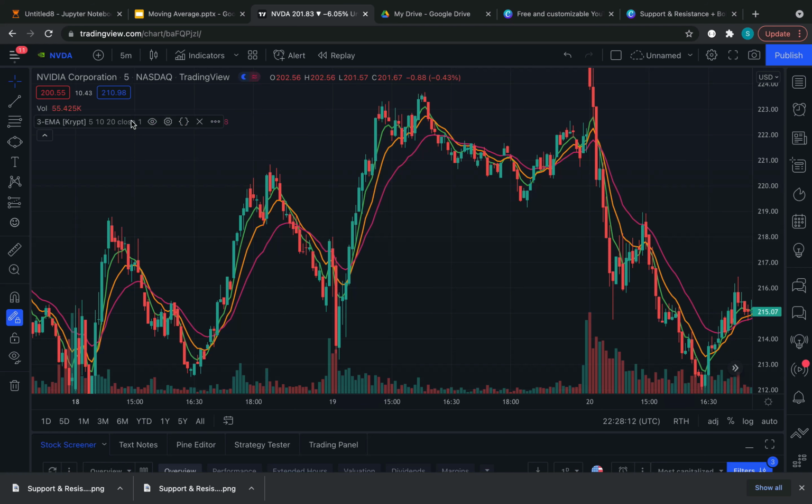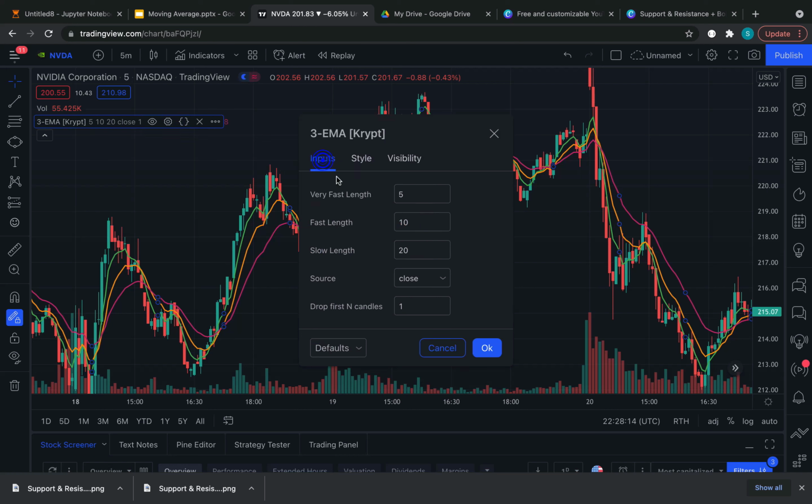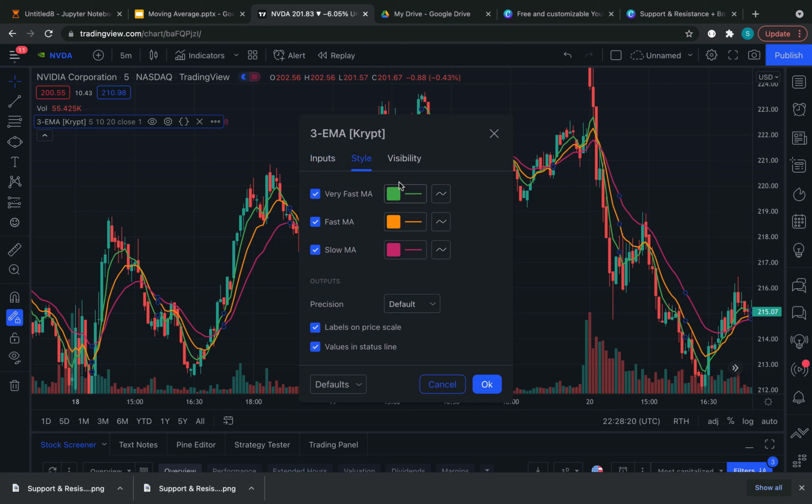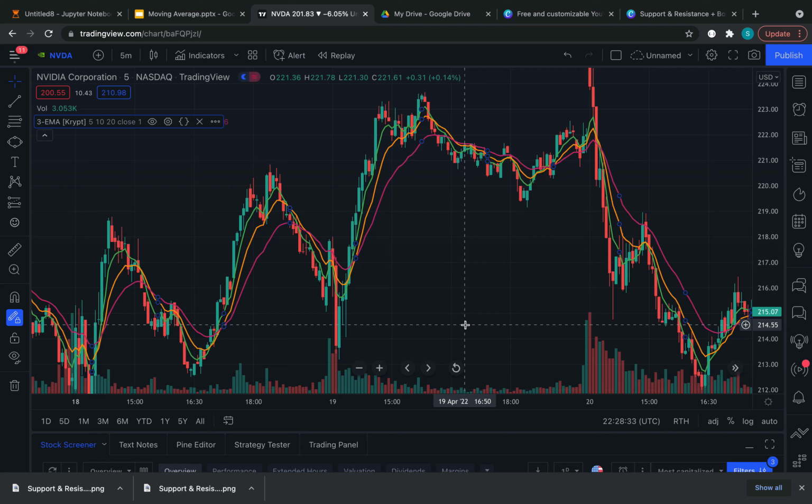I'll show you the settings over here. You can see that I have added the inputs as 5, 10 and 20, and this is the style that I've used: green, yellow and red. The way the strategy works is that when the green line is above the yellow line and red line, which you can see over here, we enter a buy position and exit as soon as the green line crosses the yellow and the red line over here. On the other hand, we enter a sell position when the green line is below the yellow line and red line, and we exit when the green line crosses the yellow line and red line over here.